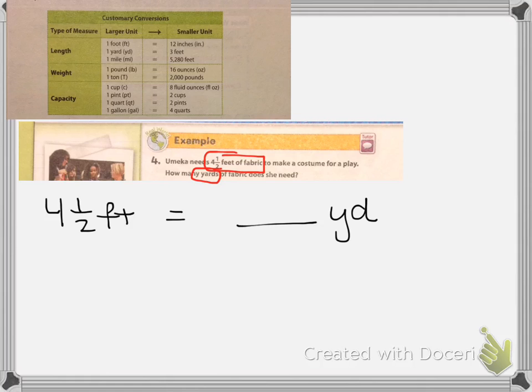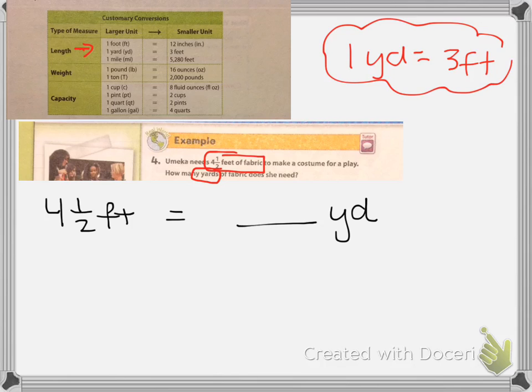Then we need to look at our conversion table over here, and we need to find out what the conversion for that is. So we should see over here that we've got 1 yard is equal to 3 feet. So let's go ahead and write that. Perfect. All right, so now let's set the problem up.